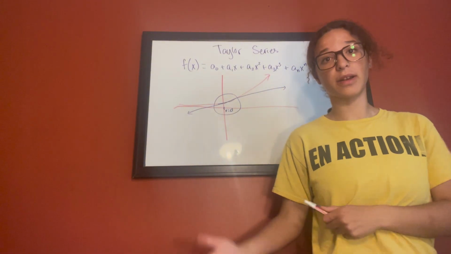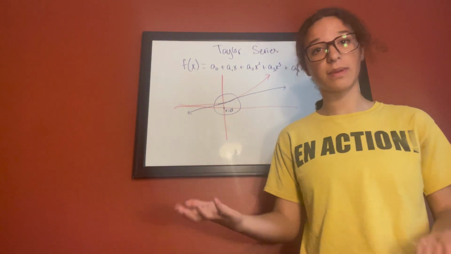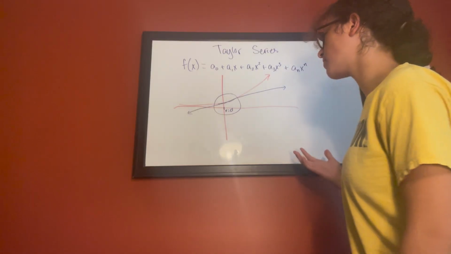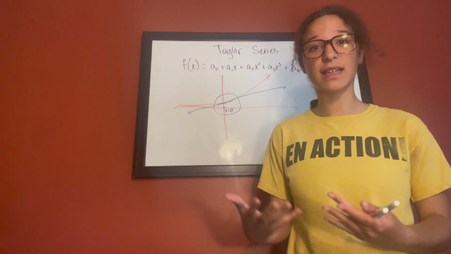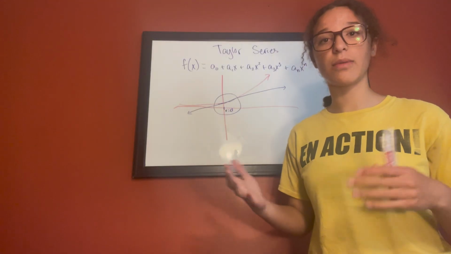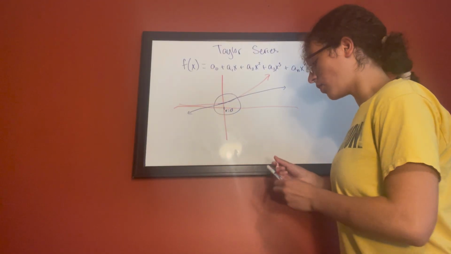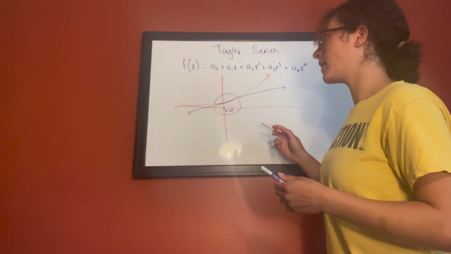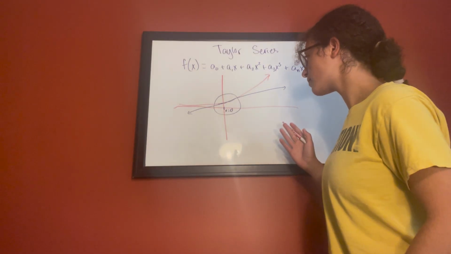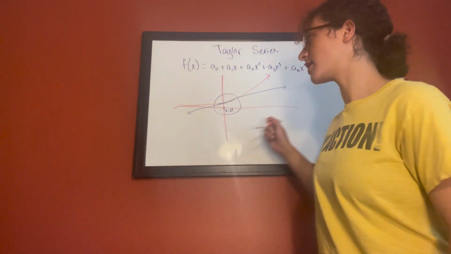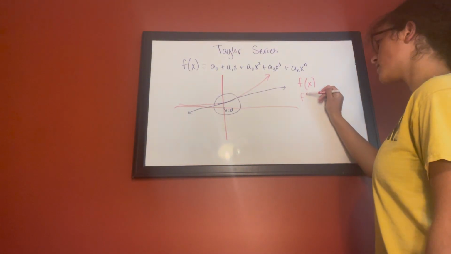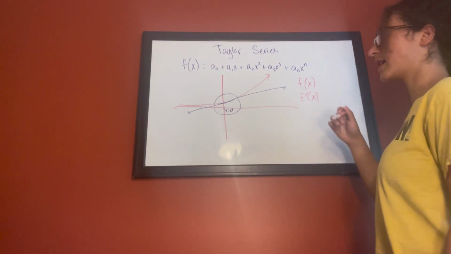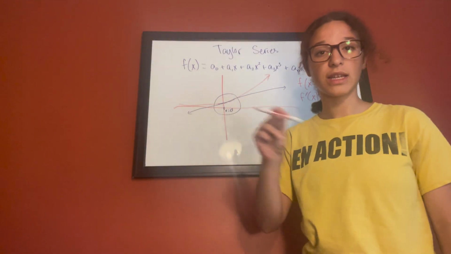Well, you're copying a function's characteristics. You're copying its behavior. And I've seen different people refer to this as a function's kind of DNA. What is a function's DNA? Well, what do you have? What does a function actually have? It has a value. There's f of x, right? It has a slope, right? The slope of the tangent line at that point.